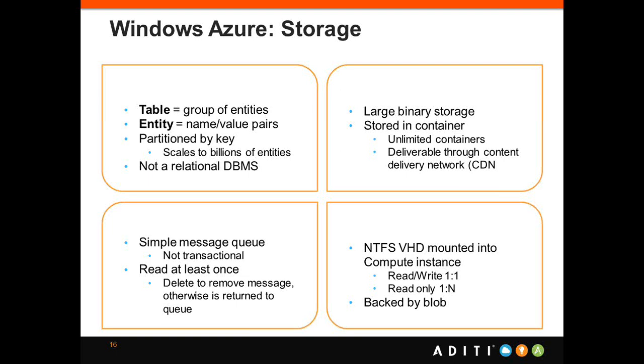And blobs, large binary storage, are stored in containers. For example, you want to store all your images in one folder. Containers are nothing but a folder kind of infrastructure, and that can be delivered through CDN to increase your media streaming and fast access to your contents, binary large objects.